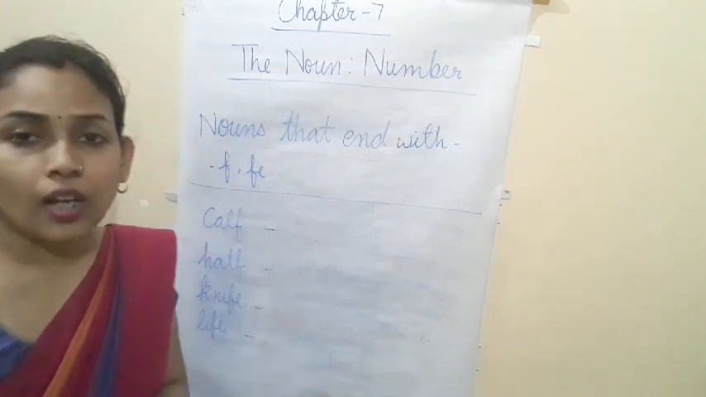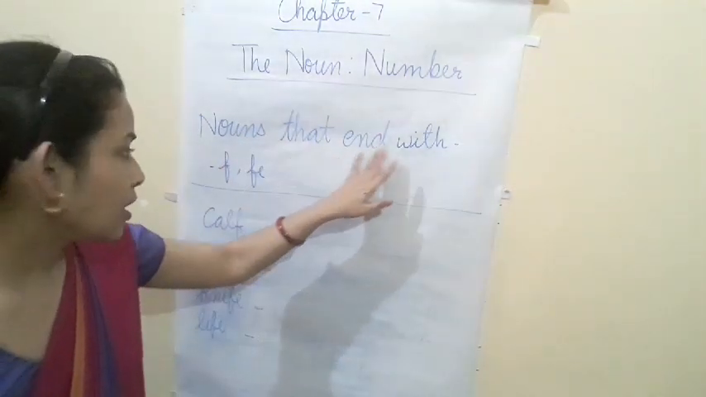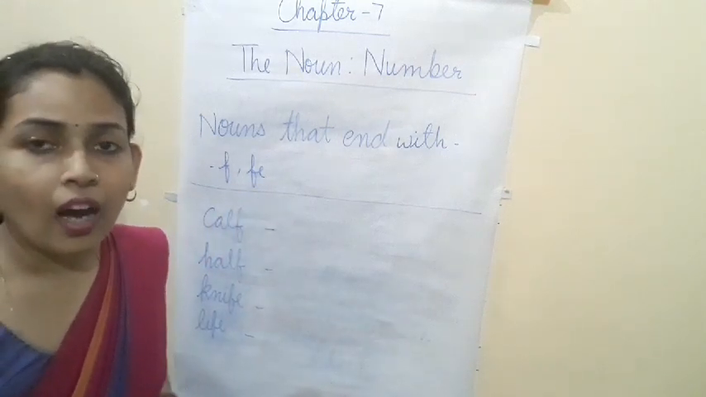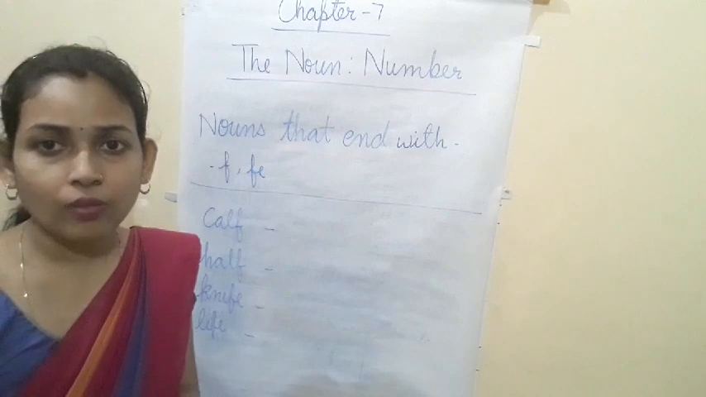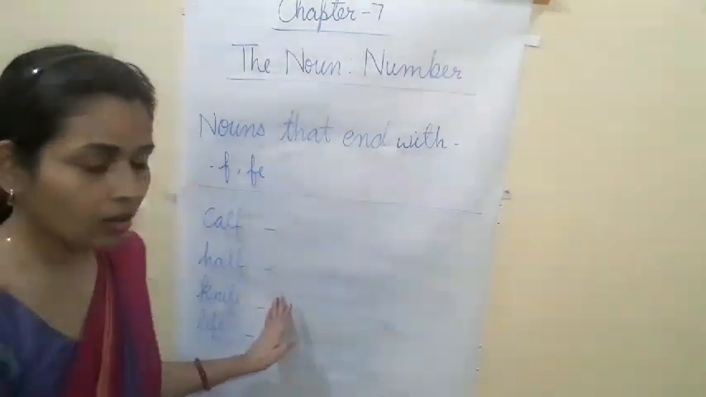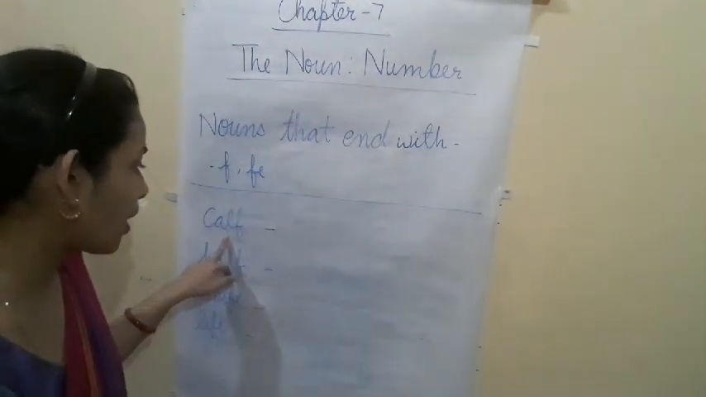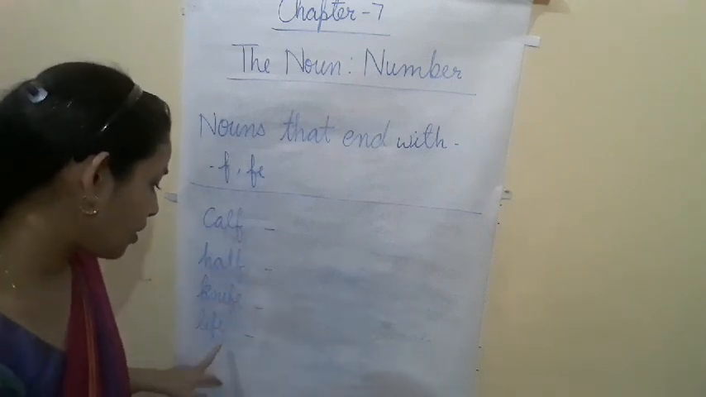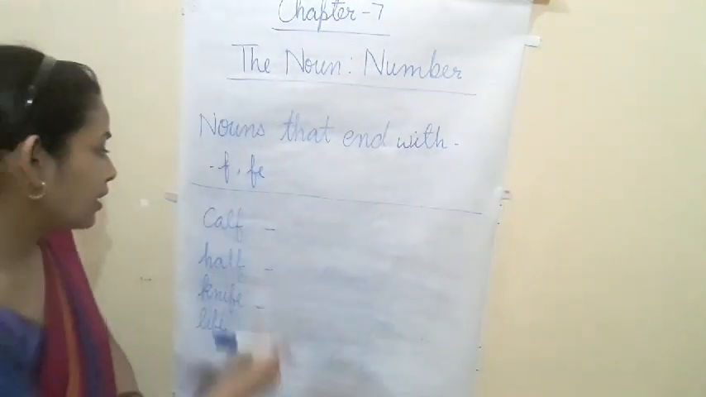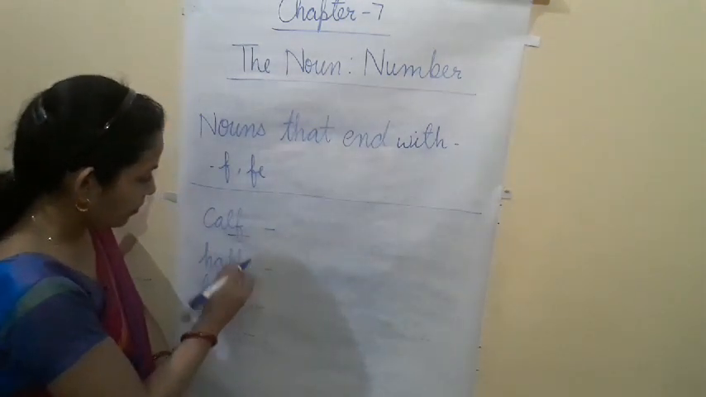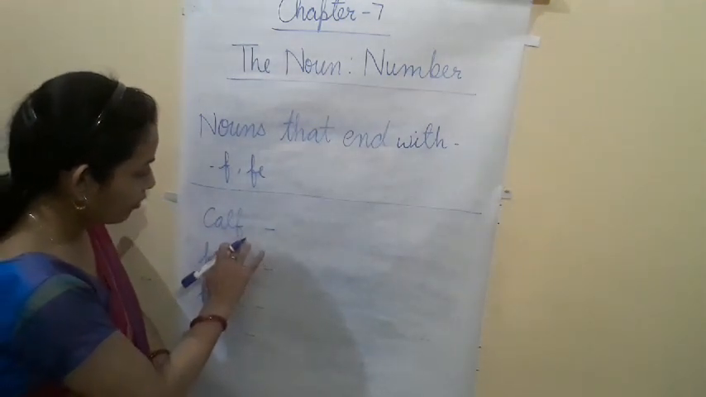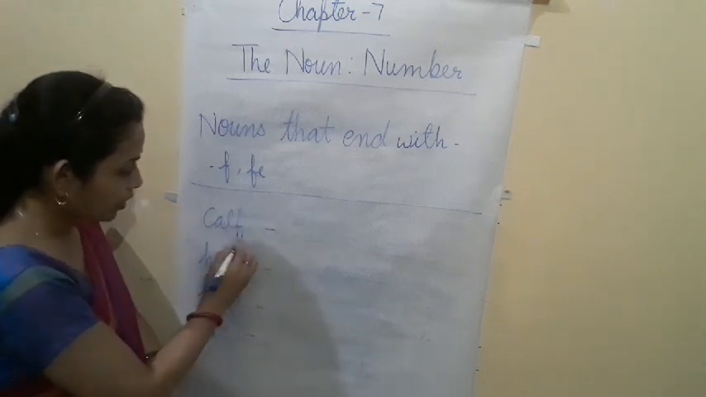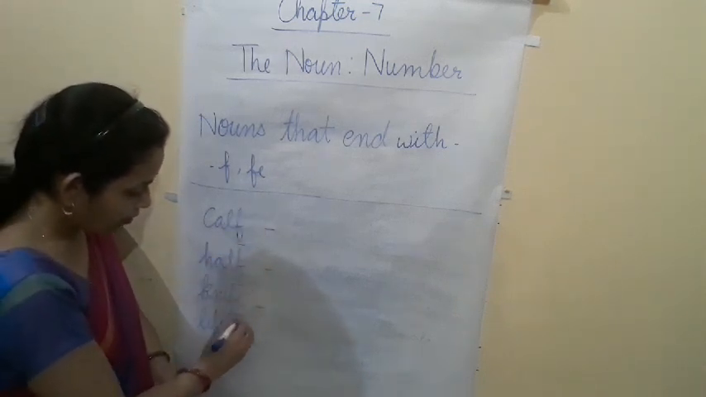Today we are going to start nouns that end with f, fe. So how will we make the plural of those nouns? You can see the examples I have written here: calf, half, knife, life. What are the ending letters? You can see f, fe.